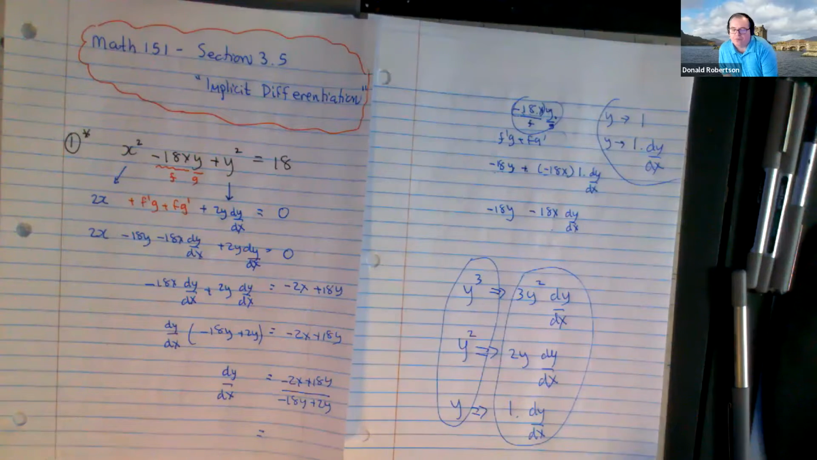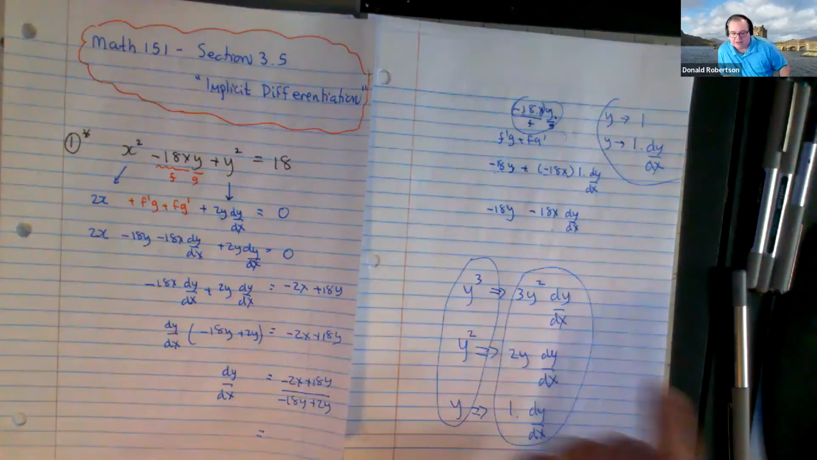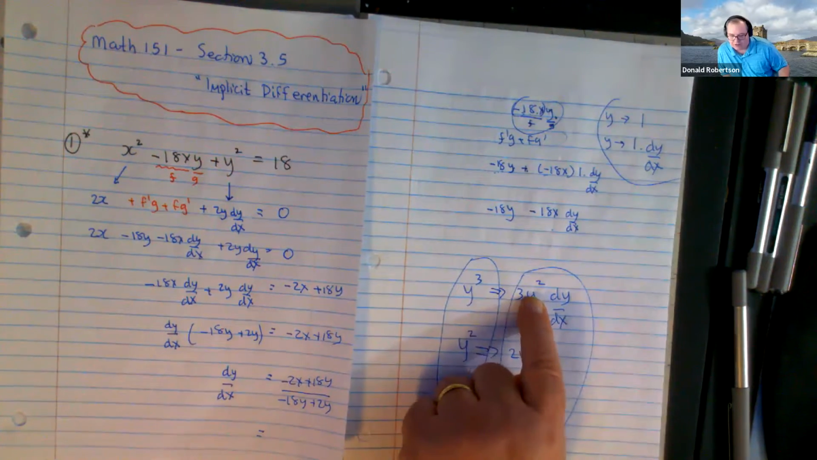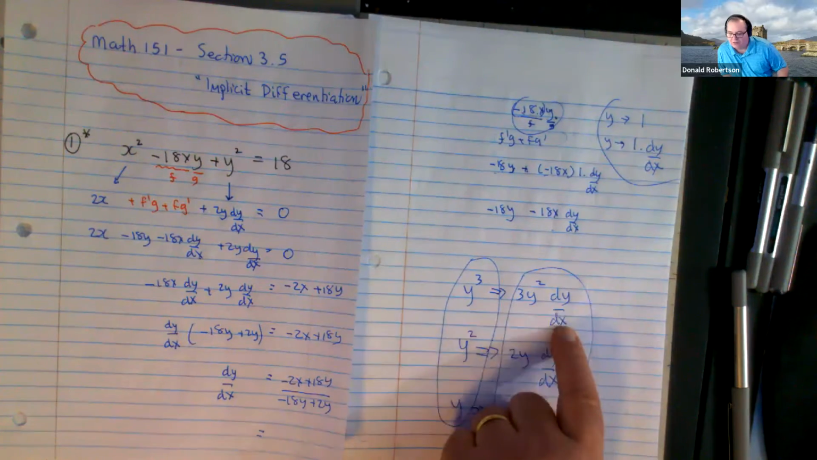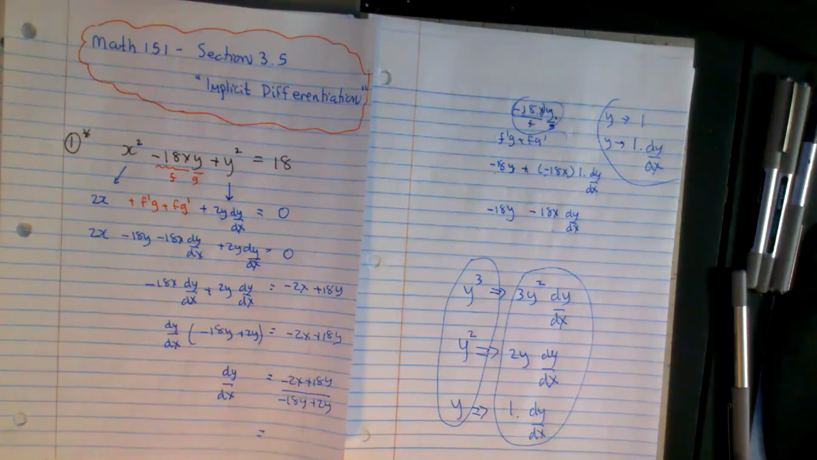And that comes from the fact that when you differentiate anything with a y in it, it's a bit like a chain rule. It's 3 something squared times the derivative of that something. In this case, the something is y. Okay, so that makes sense.